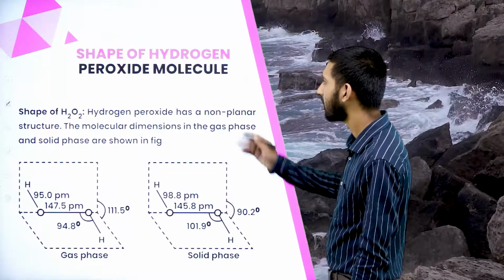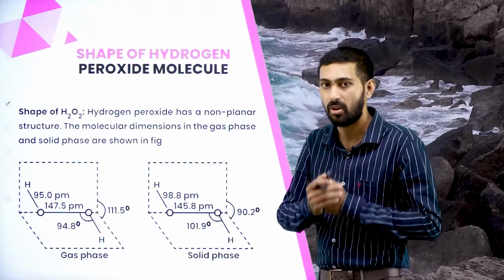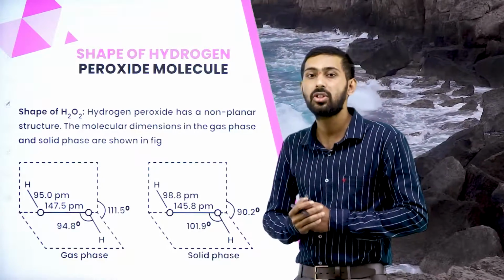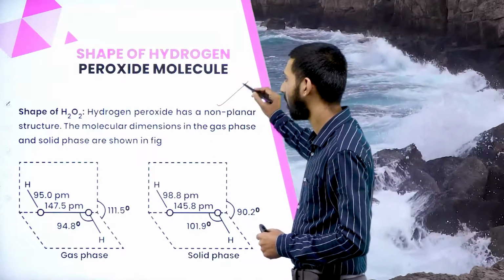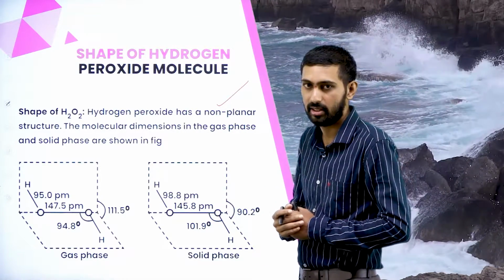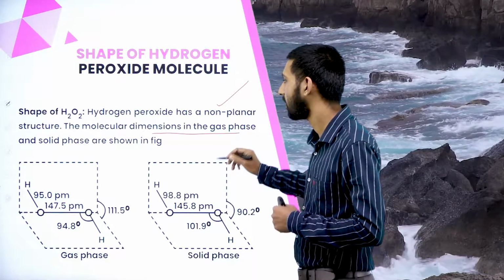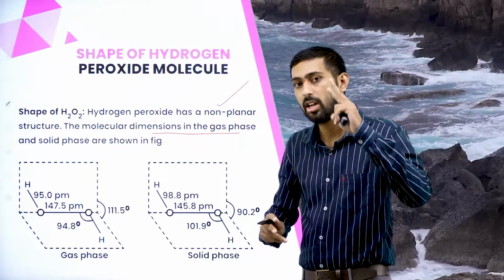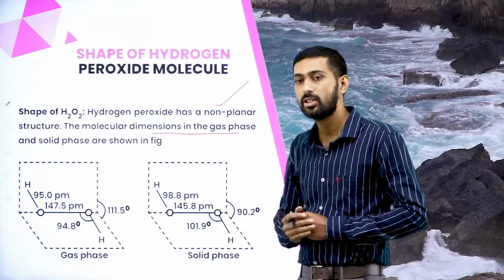Now let us study the shape of hydrogen peroxide as a molecule. So now let us see the shape. It is a very important concept. Here it is a non-planar structure. First thing we have to think is it is a non-planar structure. Second thing is the molecular dimensions in the gas phase and solid phase. It has 2 structures, one in the gas phase and another in the solid phase.